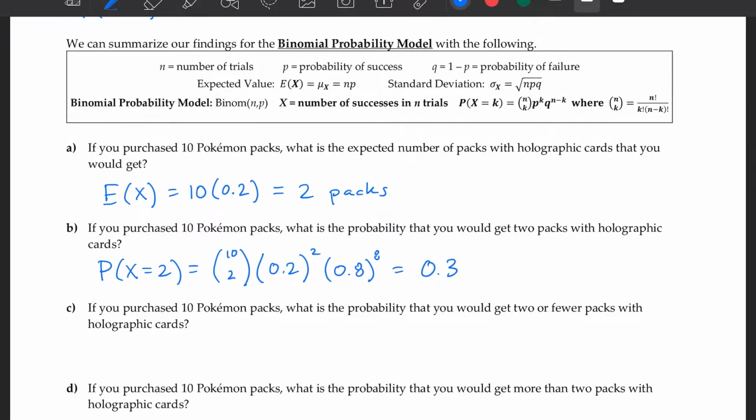And so you should have gotten 0.3020. All right, let's take a look at letter C.